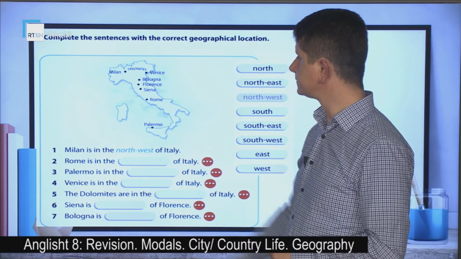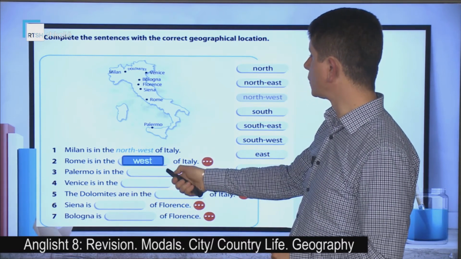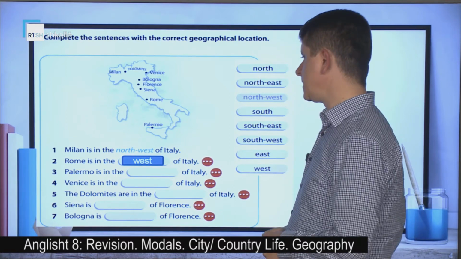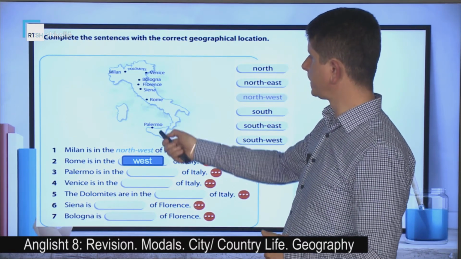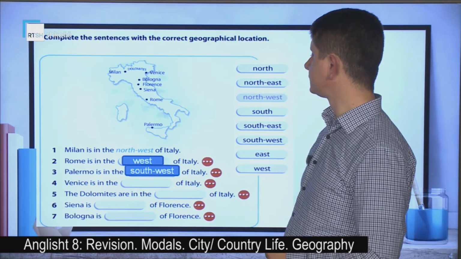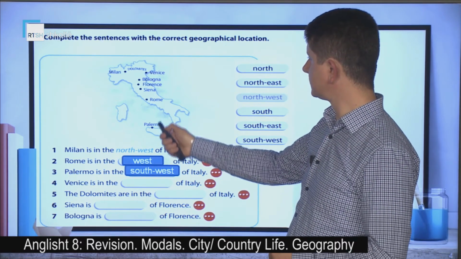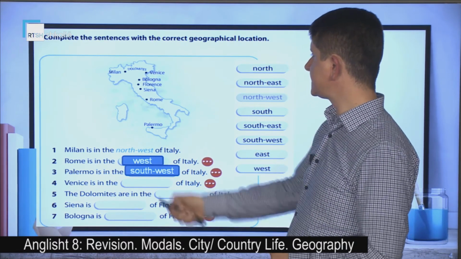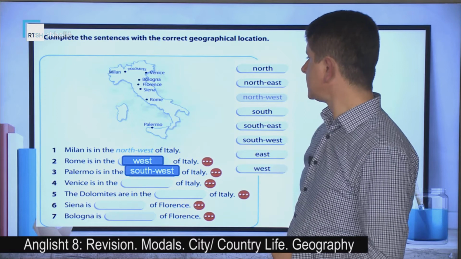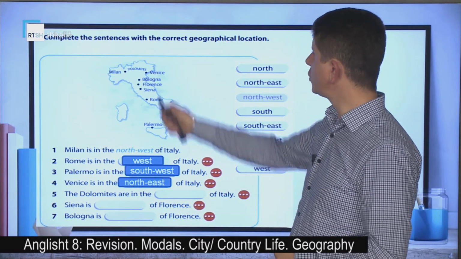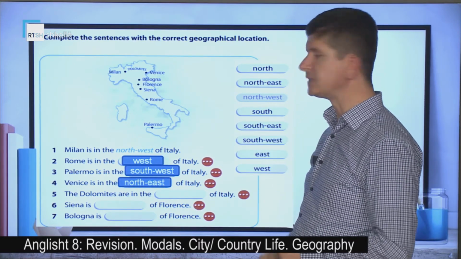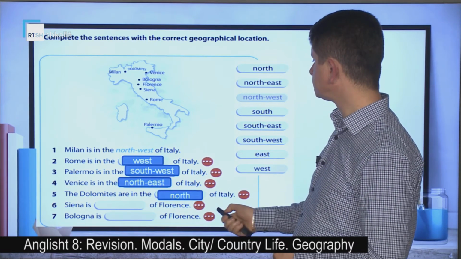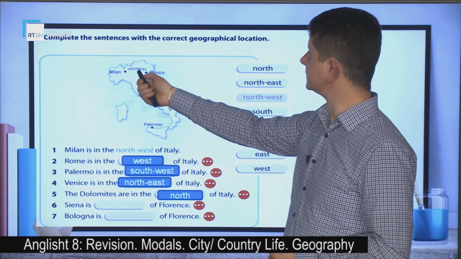Let's look at the second. Rome is in the west of Italy. Again, Rome is in the west of Italy. The third sentence, Palermo is in the southwest of Italy. Palermo, southwest of Italy. Number 4, Venice, where is Venice? Yes, is in the northeast of Italy. Number 5, the Dolomites are in the north of Italy.